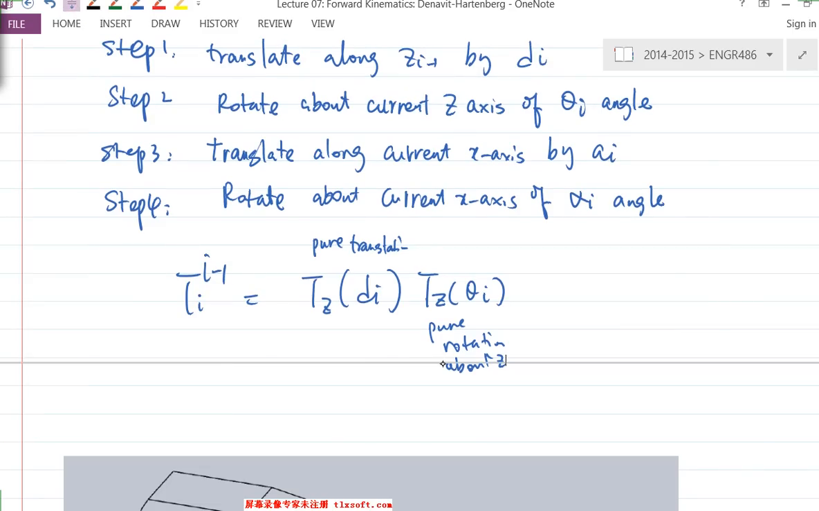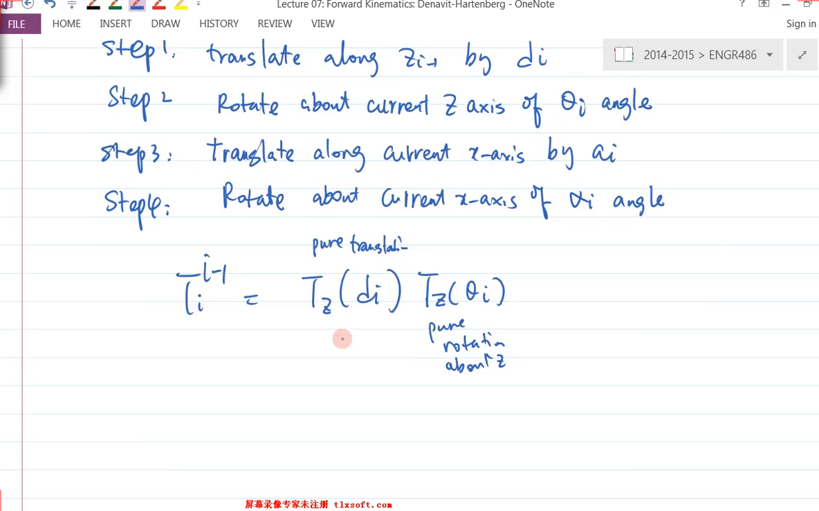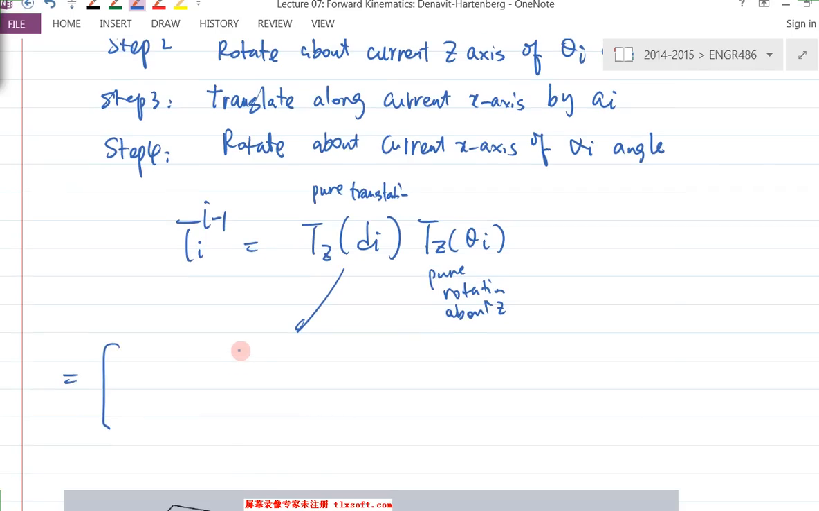What do we mean by basic ones, if you don't remember? For example, the first one, can you write down the first matrix? This is a pure translation. So the rotation matrix is actually just what? The identity matrix, right? And the translation here is di along the z-axis. Exactly. That's your basic homogeneous transformation matrix.